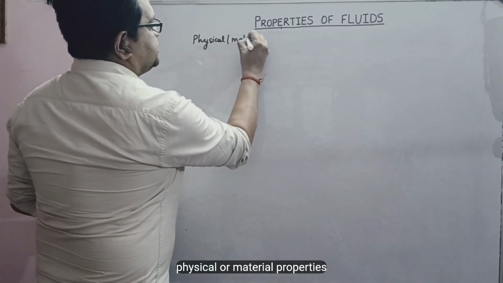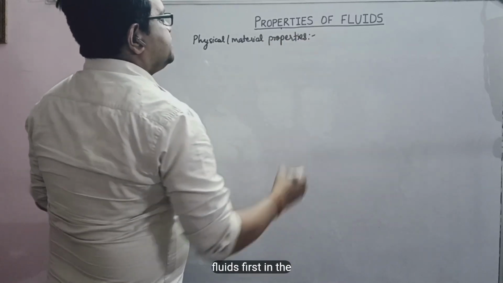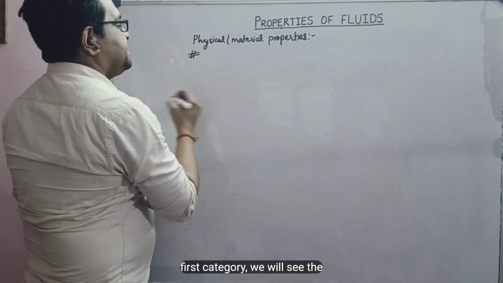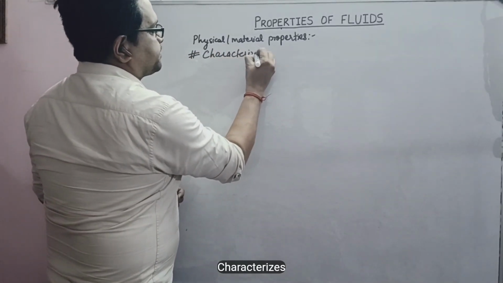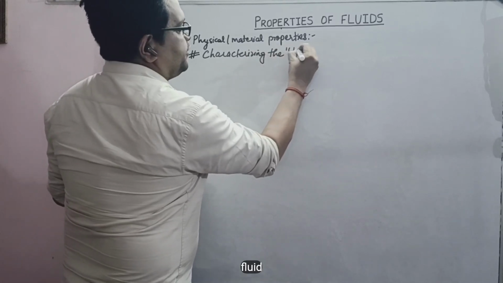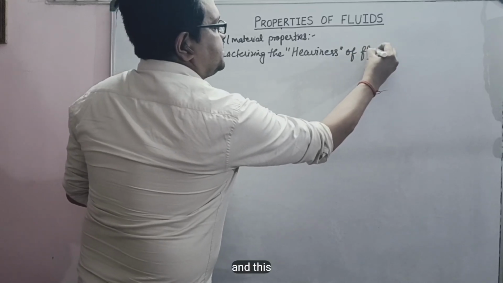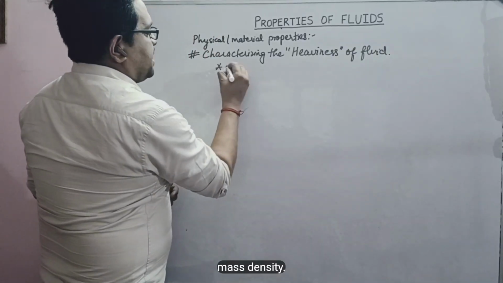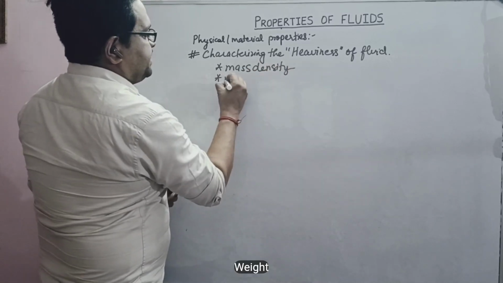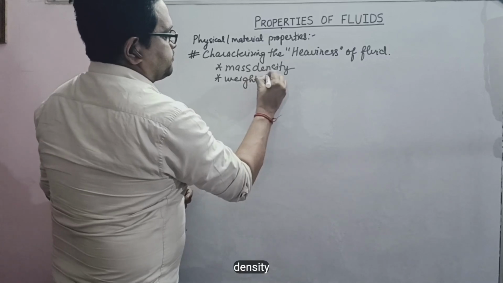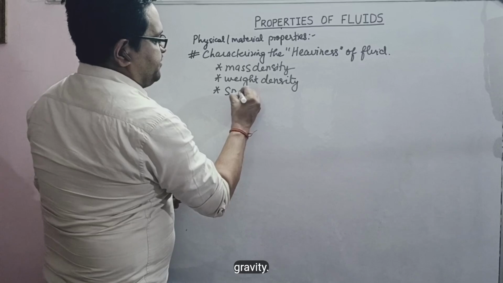Physical or material properties of fluids. First, in the first category we will see the properties which characterize the heaviness of the fluid, and this includes mass density, weight density, and third is specific gravity.